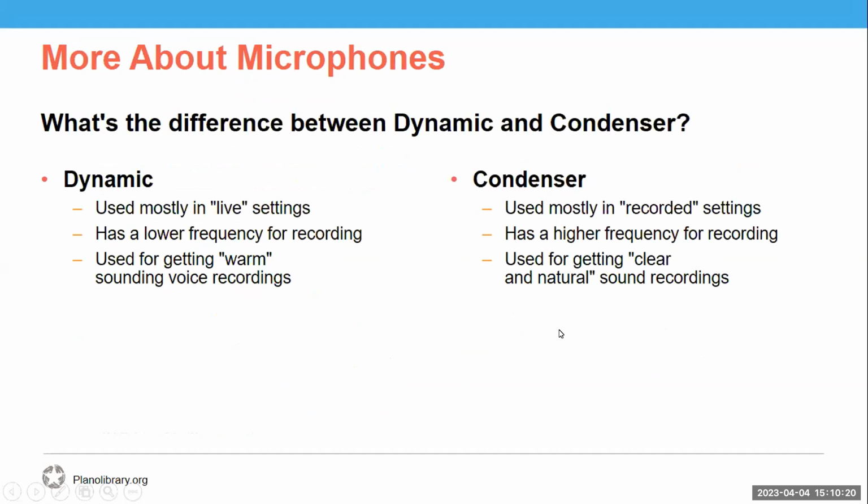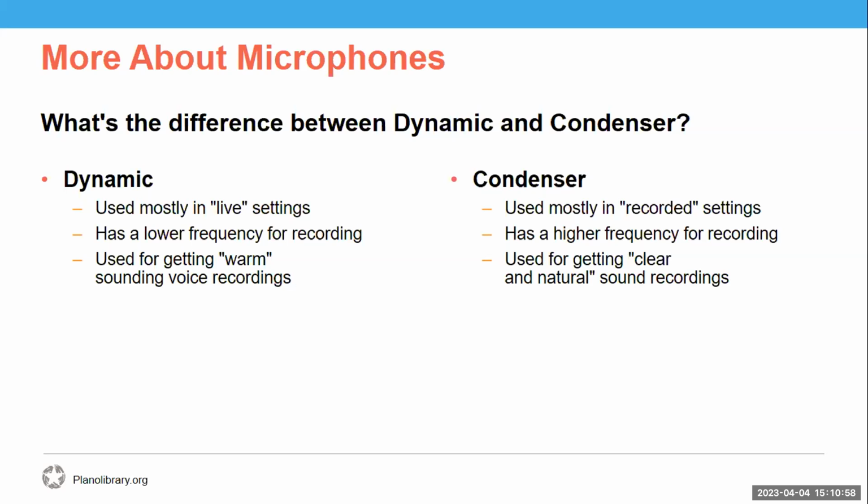So more about microphones. This is actually getting into the different types, and you've heard me mention dynamic and condenser. These are two of the main types of microphones that are currently on the microphone marketplace. Dynamic microphones are used mostly in a live setting, and it has a lower frequency for recording. They are non-powered, provide a rich sound, and they're really great because they don't pick up a lot of room noise.